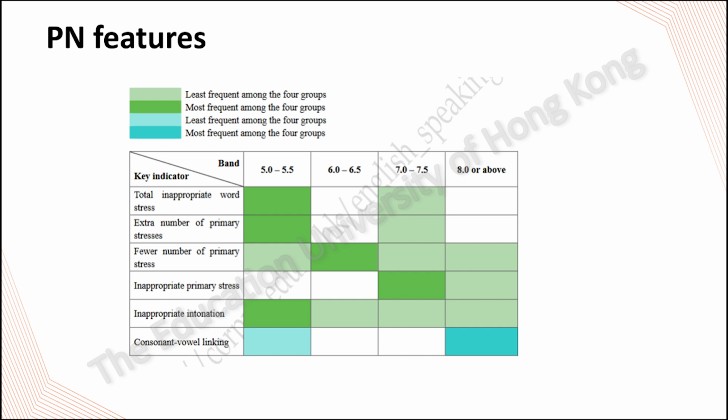We can see that for the negative features, high-level participants produce the least number of some features. For consonant-vowel linking, which is a positive feature, Band 8 or higher speakers produced more CV linking than other groups.